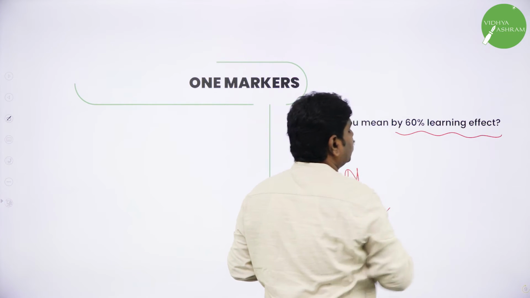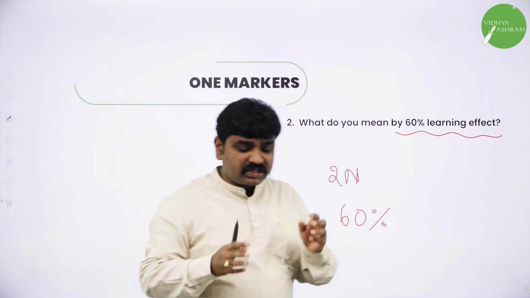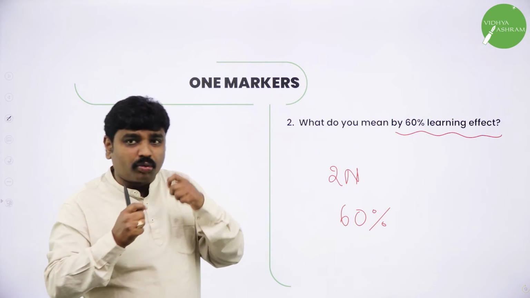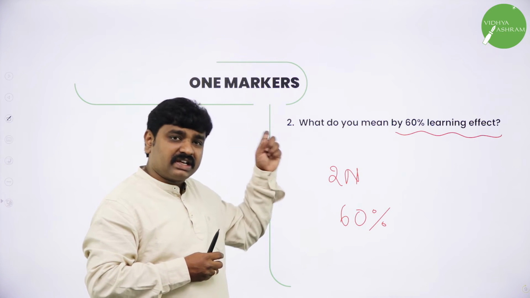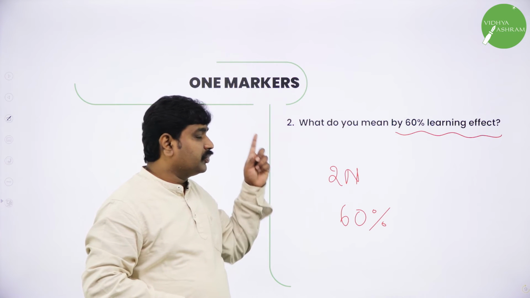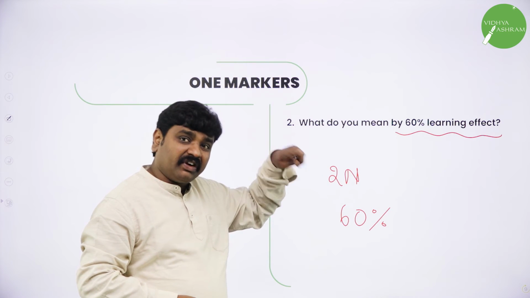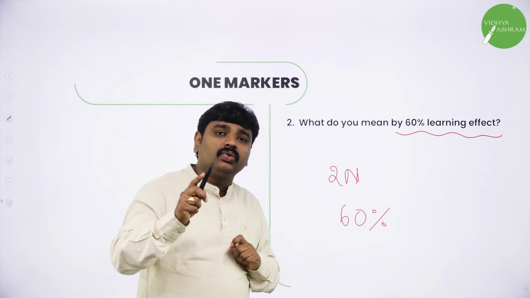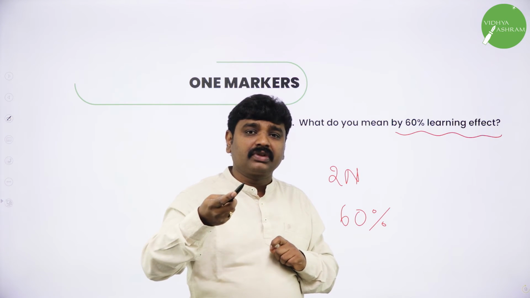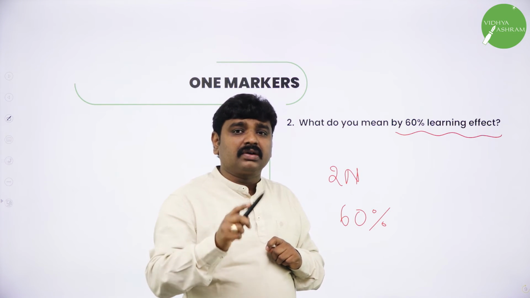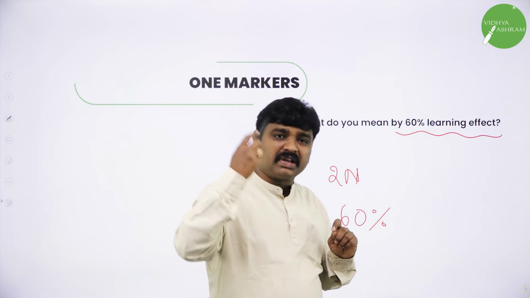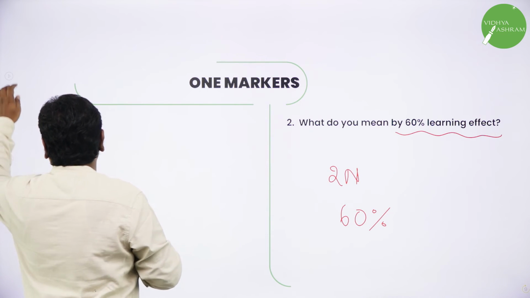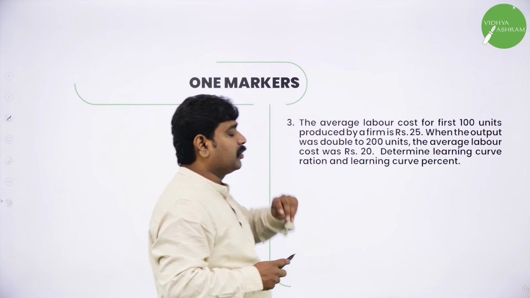So this is the meaning of 60% learning effect. If I say 80% learning effect, what is the meaning of 80% learning effect? When you double the cumulative output, the average labor hour becomes 80% of the previous level. So suppose you take 1000 hours initially, if the learning effect is 80%, then the time taken will become 800 hours. That is the meaning of learning effect. Then they will ask you to solve problems like this.